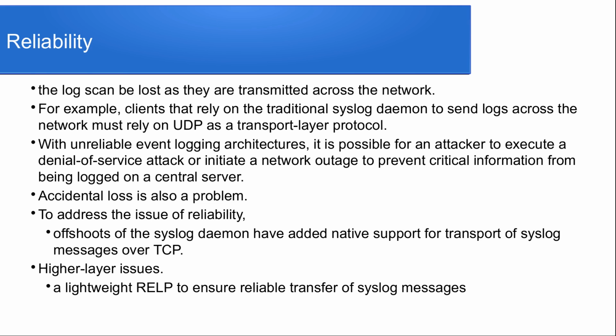To address issues of reliability, offshoots of the syslog daemon have added native support for transport of syslog messages over TCP. TCP is a connection-oriented protocol with built-in support for reliability. So, if a packet is dropped in transit, the server will notice a missing sequence number, or the client will not receive an acknowledgement of transmission and will resend. Although TCP improves reliability at the transport layer, there are still higher layer issues. To address this, the lightweight RELP is designed to ensure reliable transfer of syslog messages at a higher layer.